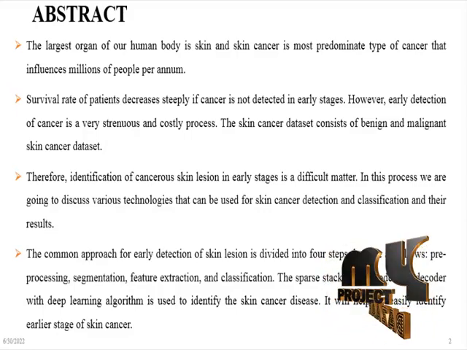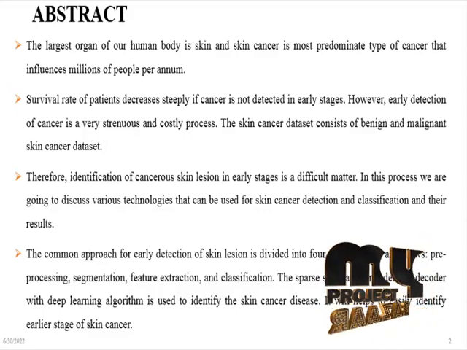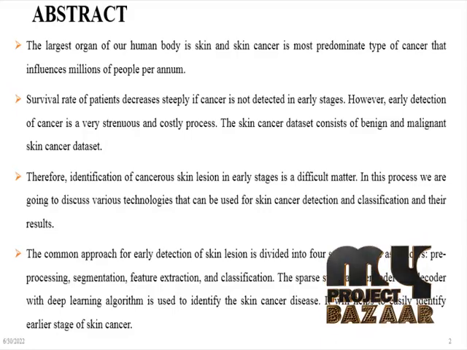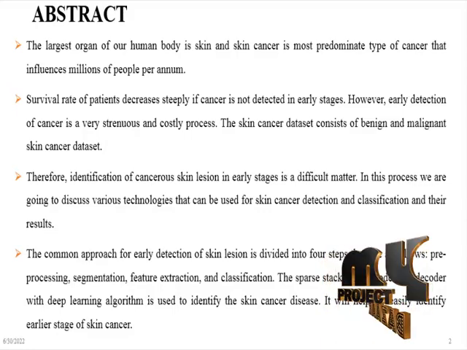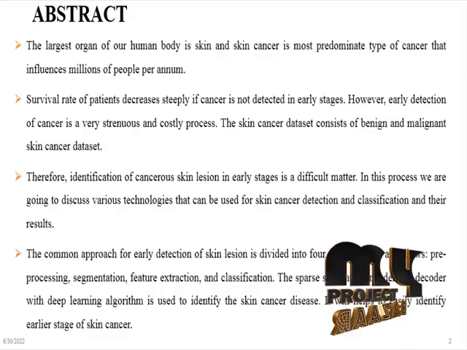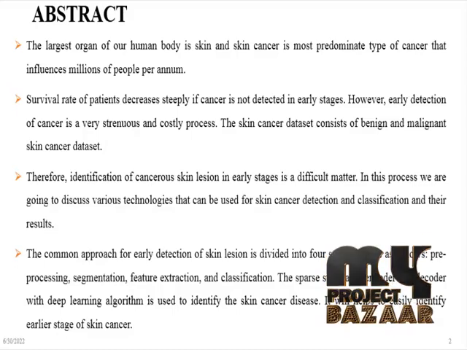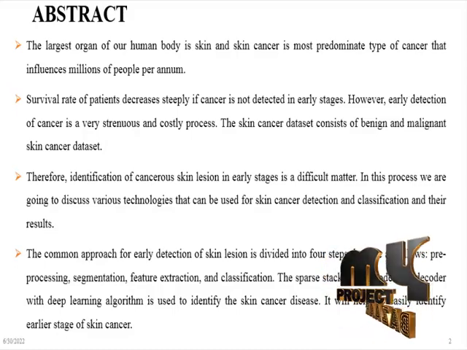In classification, we are using a sparse autoencoder and decoder with a deep learning algorithm, which is used to identify the skin cancer disease. It will help to easily identify and detect the early stage of skin cancer.